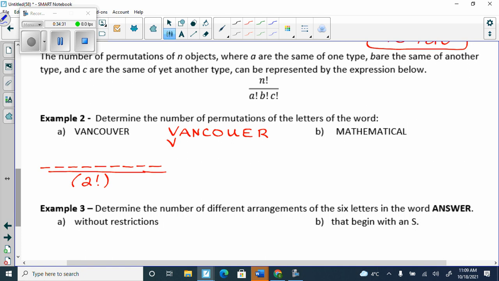You're right. Now does it say I have to start with a V, or end with a vowel, or start with an M, or hold the vowels together? Any restrictions on it yet? Nope. So how many letter options do I have for the first blank? 9. Then 8, then 7, 6, 5, 4. So I'm going to get 9 factorial over 2 factorial.